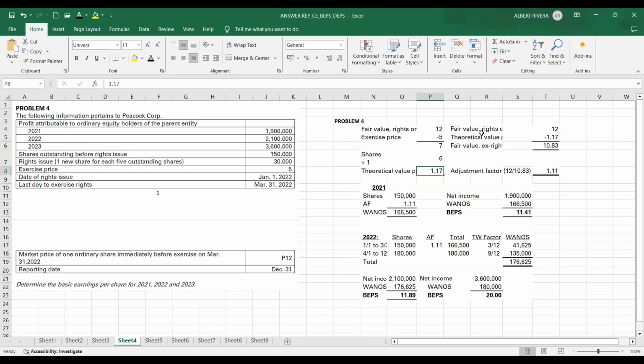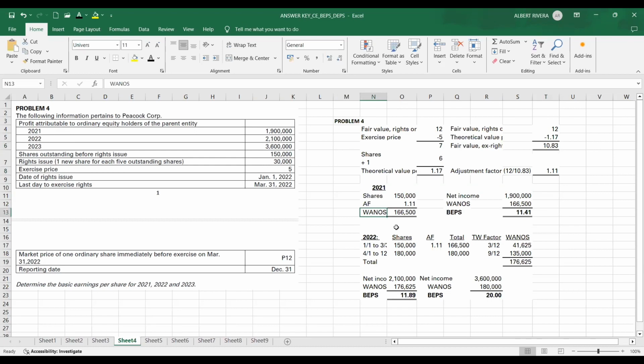Okay. Then the fair value of rights at rights on is 12 minus the theoretical value per right of 1.17, which has been derived. Then this is now the fair value of the shares at X rights. So this would now be the adjustment factor. Okay, the adjustment factor would be 12 divided by 10.83. This is 1.1. Okay, and that 1.1 is used to compute for the weighted average number of shares outstanding.